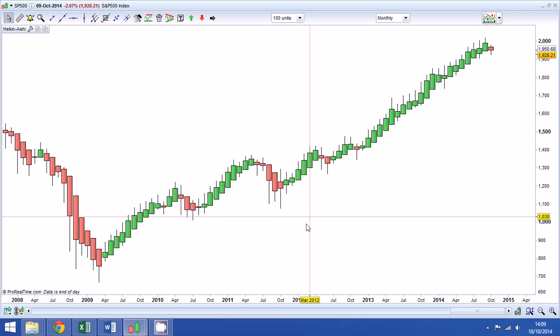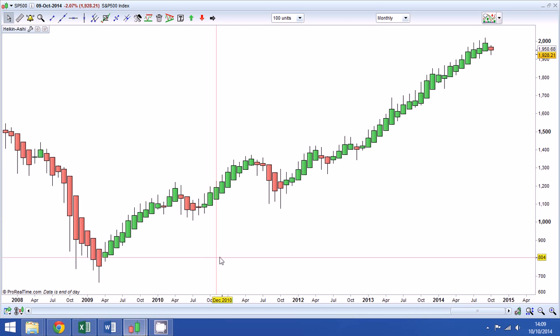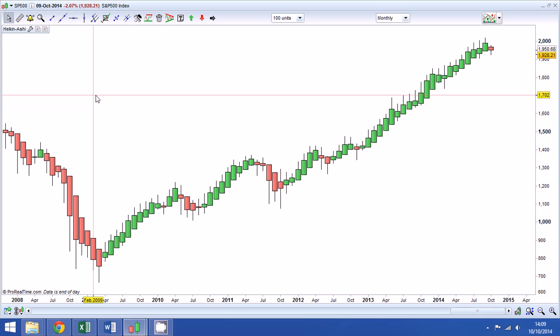So this is really the key advantage of using the Heikin-Ashi candles, that you can keep with this trend, follow this trend, and take as much profit as possible from each position.